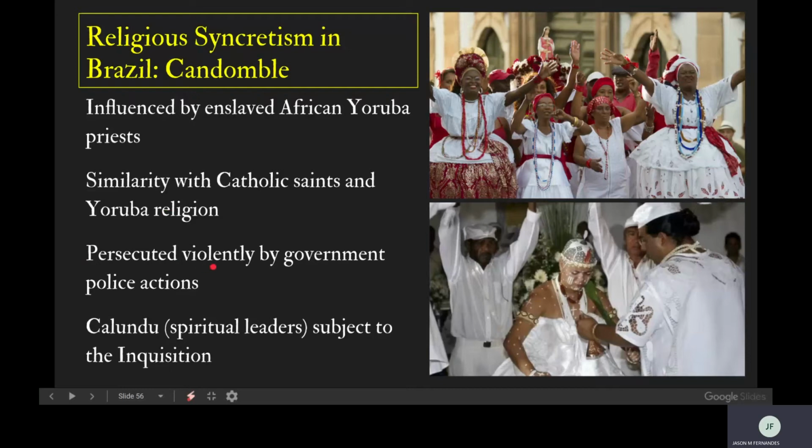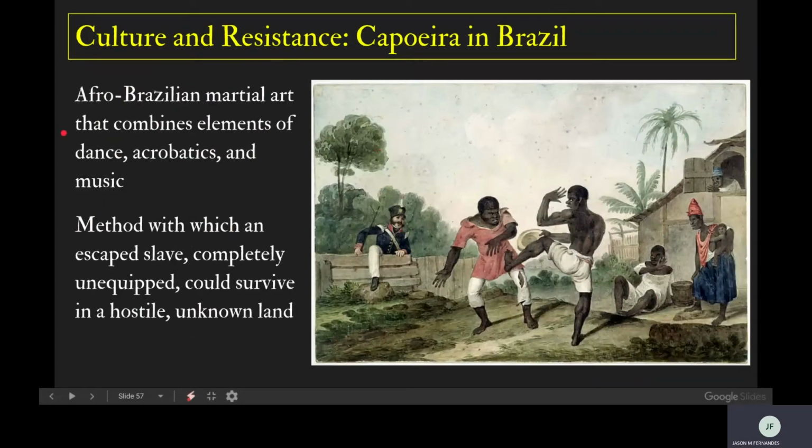They're heavily persecuted, right? They were subject to Inquisition, which was putting them on trial for their religious beliefs, right? So a lot of this stuff has to be done in secret, right? You can't do it in the open like you can today. And then another one we looked at was the idea of capoeira, right? Which is kind of a blending of culture attributes with resistance, right? So this was this Afro-Brazilian martial art, right? And we looked at some videos of that as well.